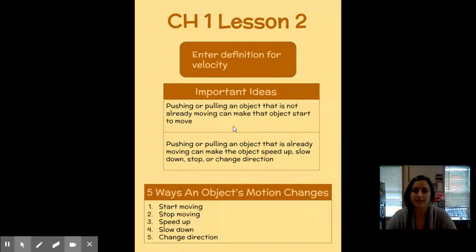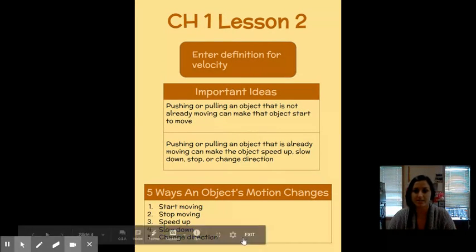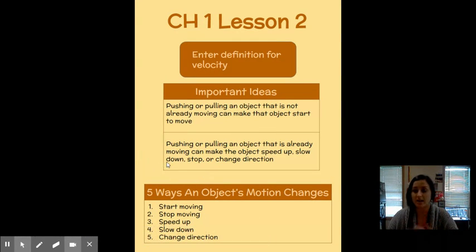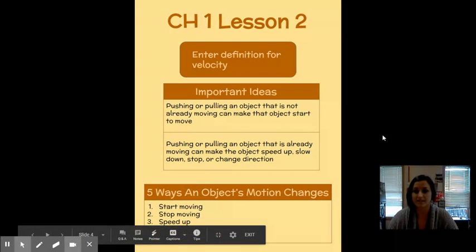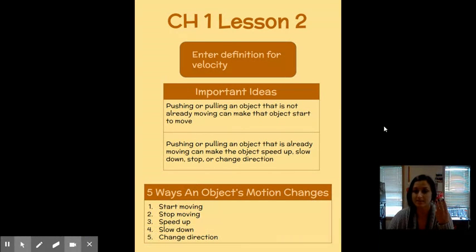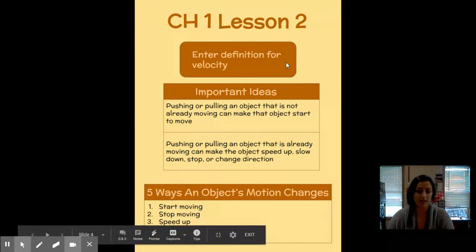And so the two important ideas for today were that pushing or pulling an object that is not already moving can make that object start to move. And the second one is that pushing or pulling an object that is already moving can make that object speed up, slow down, stop, or change direction. And you can see down here, something really important to note and reference a lot throughout this unit is that there's 5 ways that an object's motion can change. Speed up, slow down, start moving, stop moving, or change direction. So pause the video and get that in your notebook.